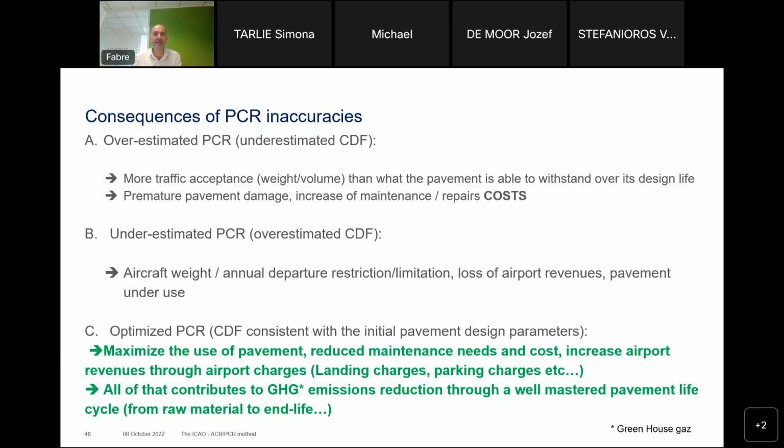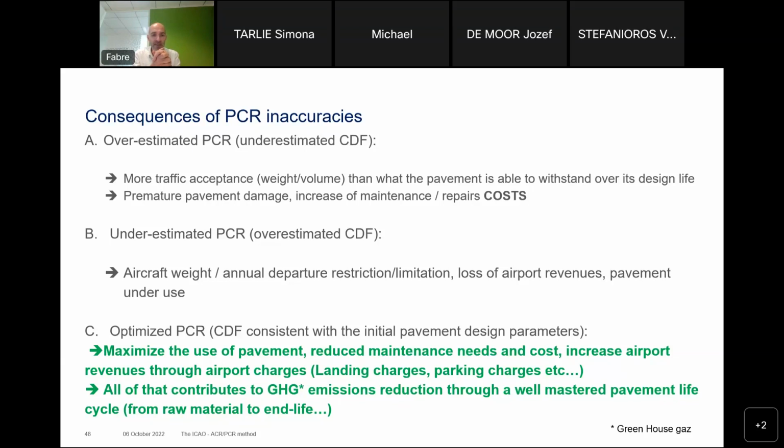In that case, it means that you could have aircraft weight or annual departure restrictions or limitations that could represent a loss of airport revenues, and a pavement underuse, through the different airport charges, such as the landing charges, which are based in some cases on the aircraft weight. So if you refuse the aircraft, or if you impose a reduced aircraft weight, you could lose revenues because of that. And the third case is obviously the ideal case.